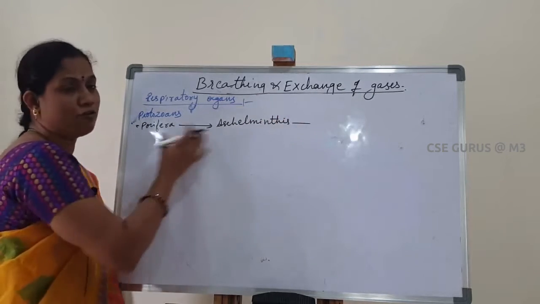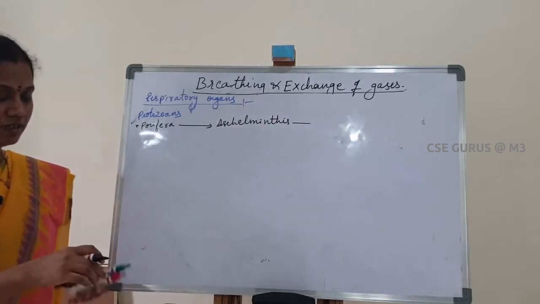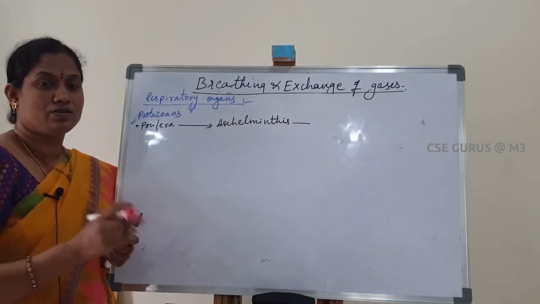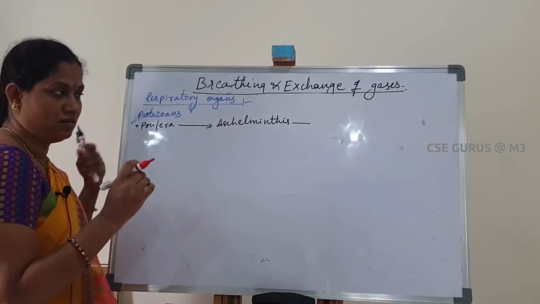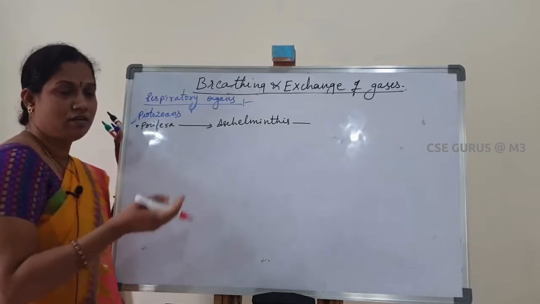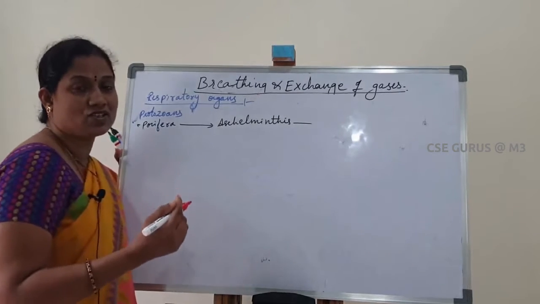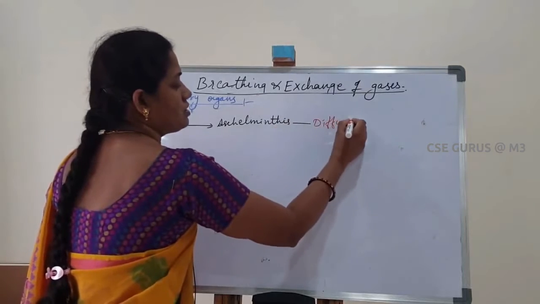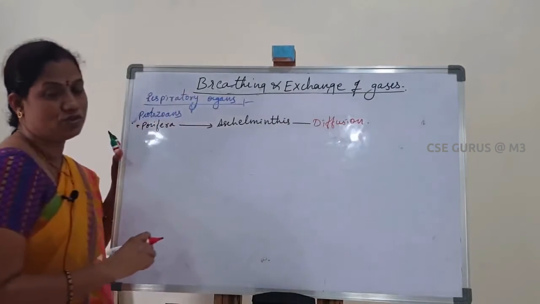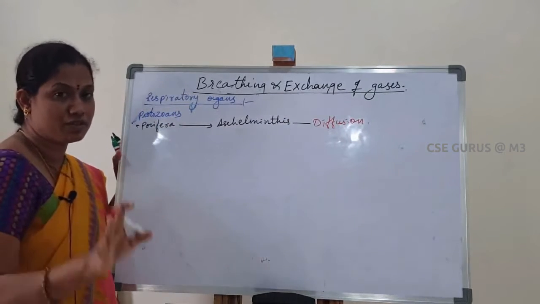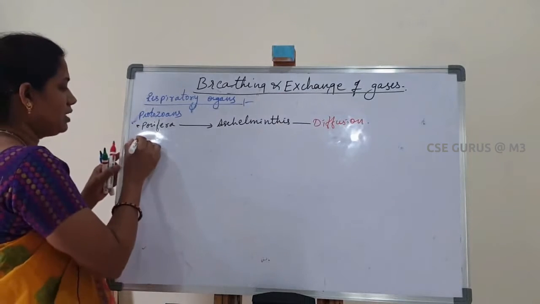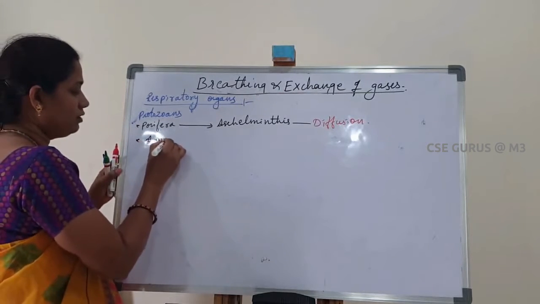In this group of primitive invertebrates, they don't have a special type of respiratory organ. They respire by diffusion. The oxygen and carbon dioxide exchange takes place by simple diffusion, so they don't have special respiratory organs. Next phylum is Annelida.